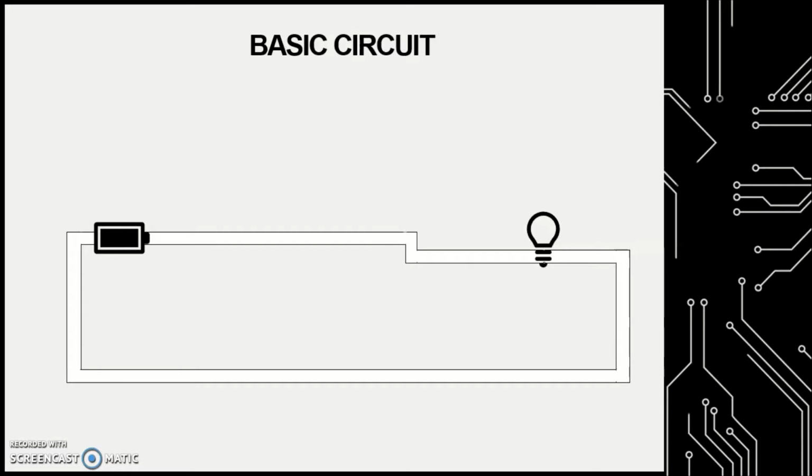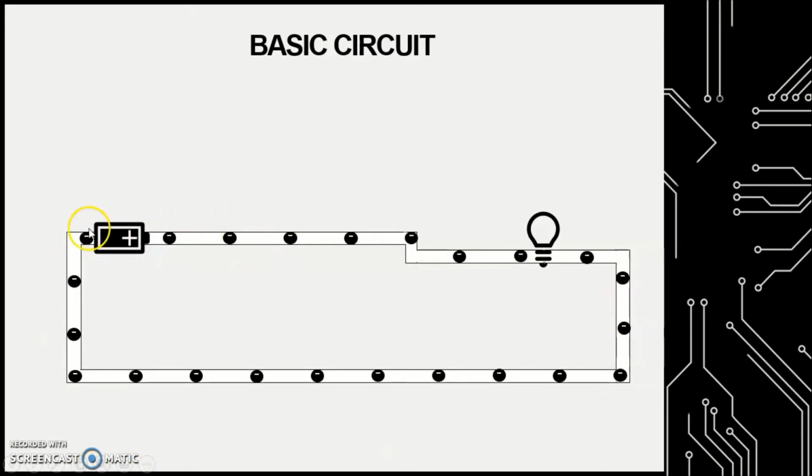Here we have a basic circuit. Over here we have our battery, and over here we have our light bulb. For the battery to be able to light the light bulb up, we have to have it connected by wires in a complete circuit. Here we have our positive end and our negative end of the battery. These are both connected to wires.